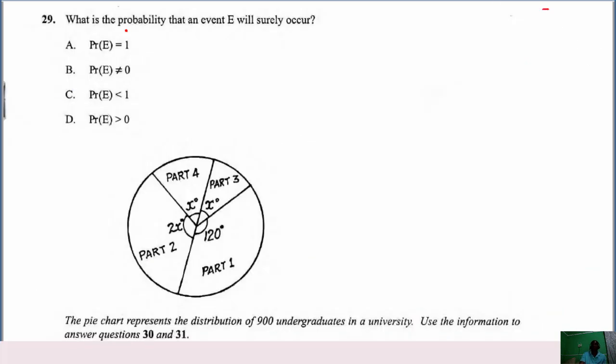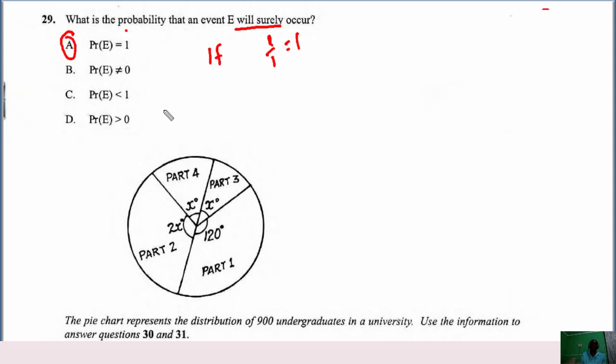Question 29 is saying, what is the probability that event E will surely occur? So it will be A. If the event will occur, the probability will be just the chance, 1 over 1. It will be 1. So the probability that the event will occur is equal to 1.